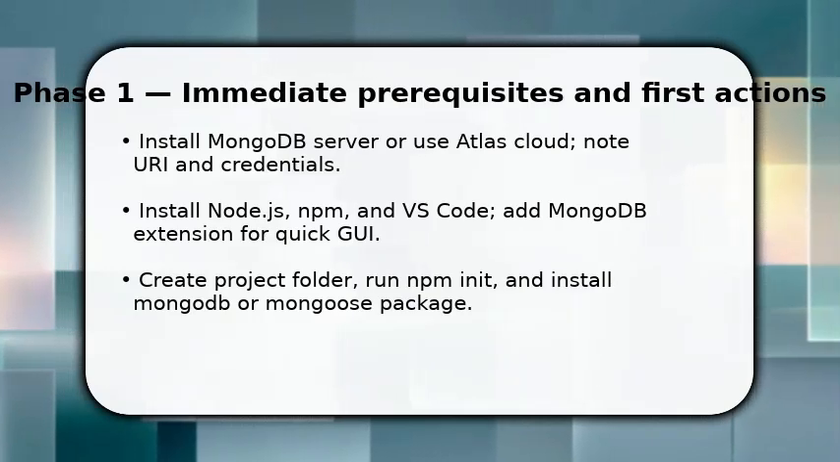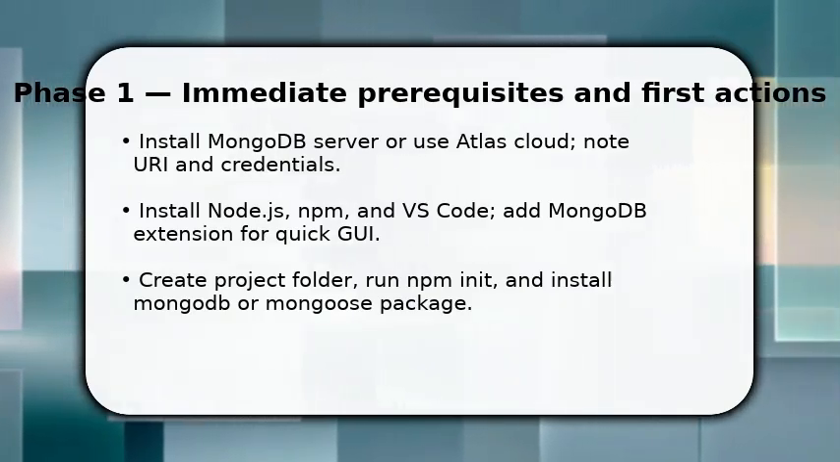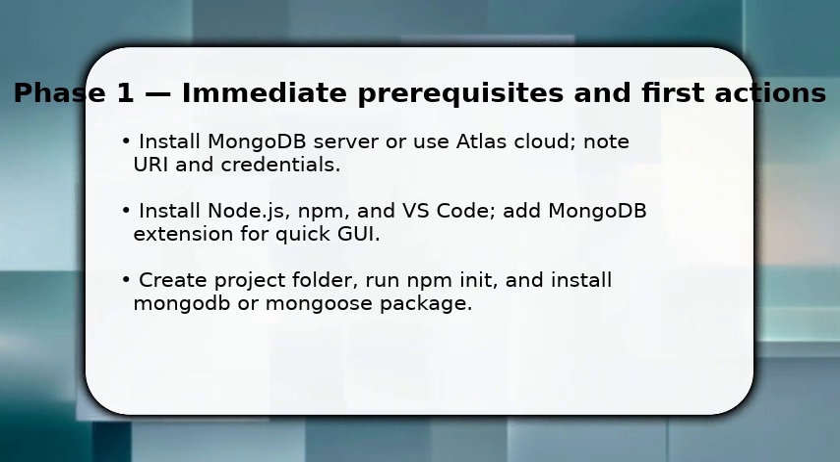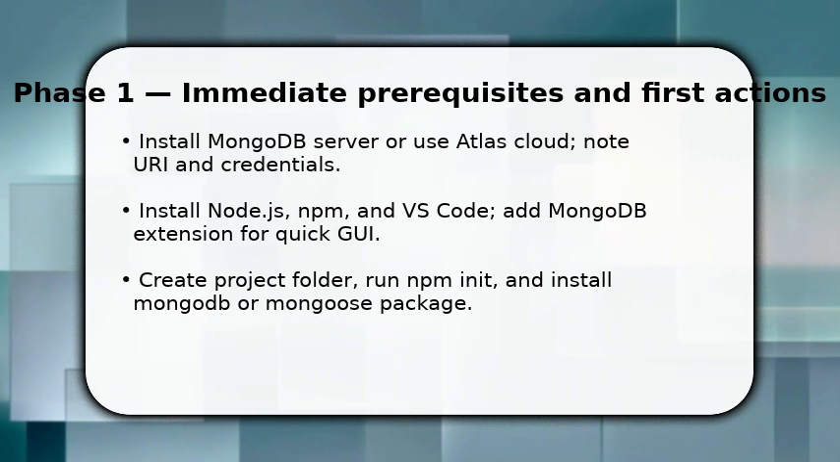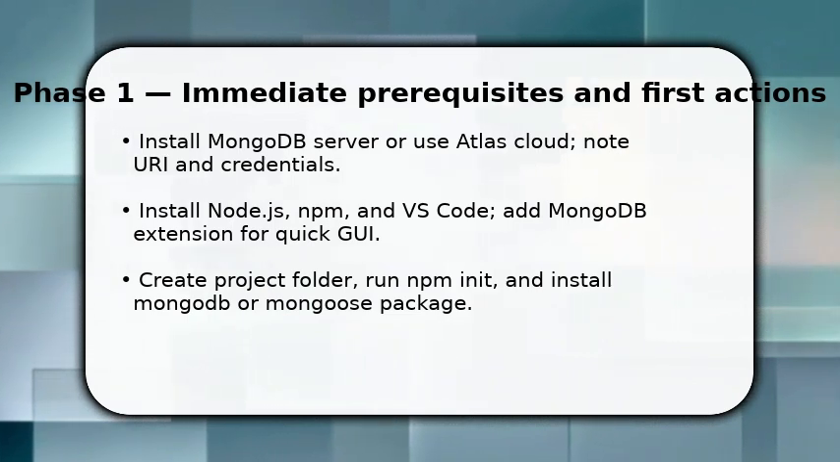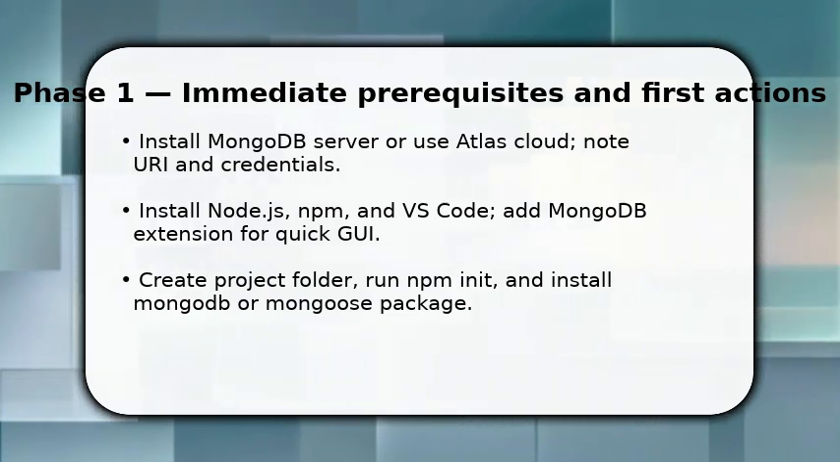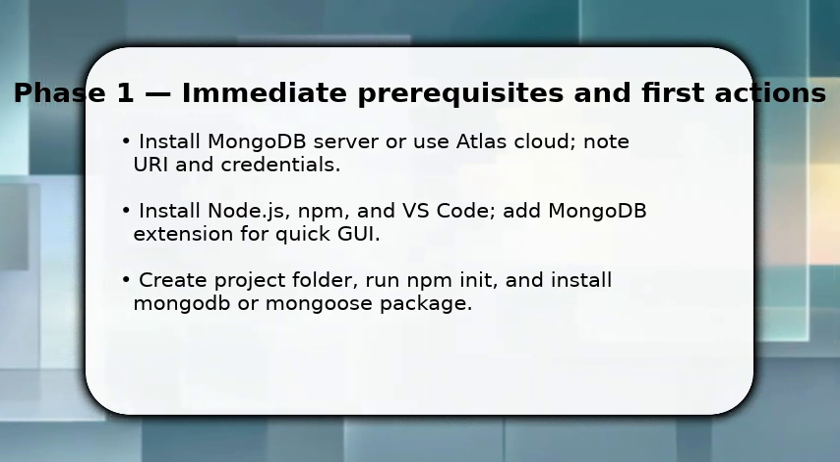You already have the essentials. Now begin. Open VS Code in your project folder and initialize npm. Install the MongoDB driver: npm install mongodb, or Mongoose if you prefer schemas. Once done, create a .env file to store your MongoDB URI and user credentials.